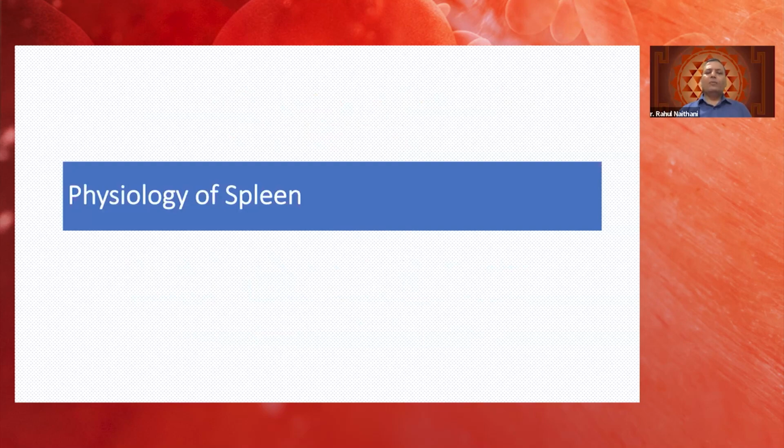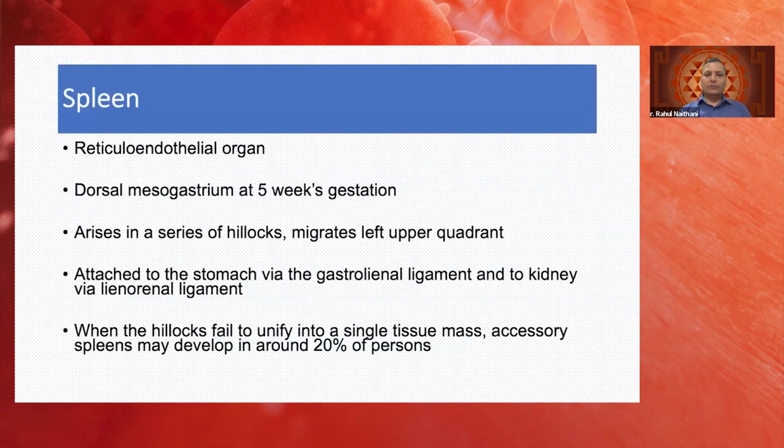So first of all, we'll talk a little bit about the physiology of spleen. Spleen is a reticuloendothelial organ. In its embryonic phase, it arises from the dorsal mesogastrium at the 5th week of gestation. It arises in a series of hillocks which migrate towards the left upper quadrant, which is the final position in an adult. It is attached to the stomach via the gastrosplenic ligament, and to the kidney via the splenorenal ligament.